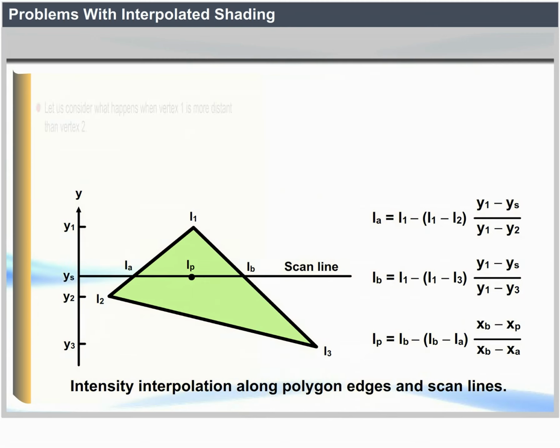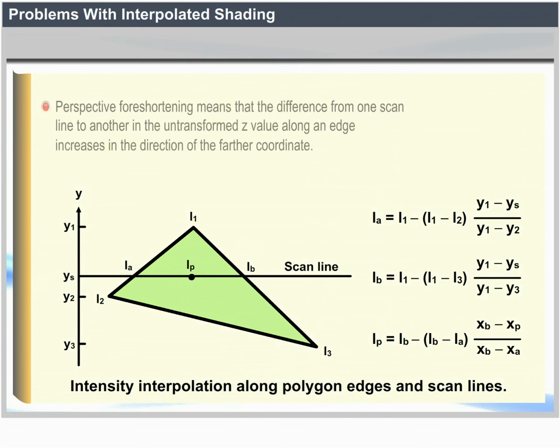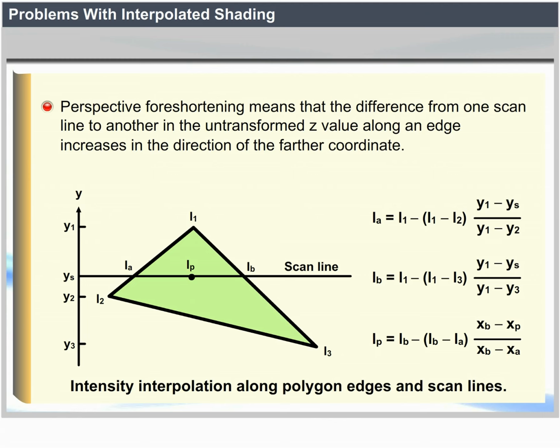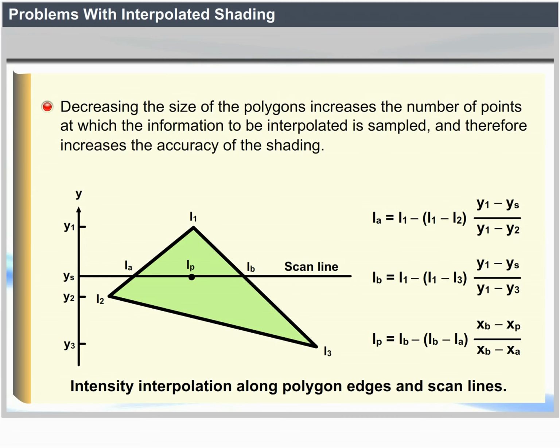Consider what happens when vertex 1 is more distant than vertex 2. Perspective foreshortening means that the difference from one scan line to another in the untransformed z value along an edge increases in the direction of the farther coordinate. Thus, if ys = (y1 + y2)/2, then Is = (I1 + I2)/2, but zs will not equal (z1 + z2)/2. This problem can also be reduced by using a larger number of smaller polygons. Decreasing the size of the polygons increases the number of points at which the information to be interpolated is sampled, and therefore increases the accuracy of the shading.